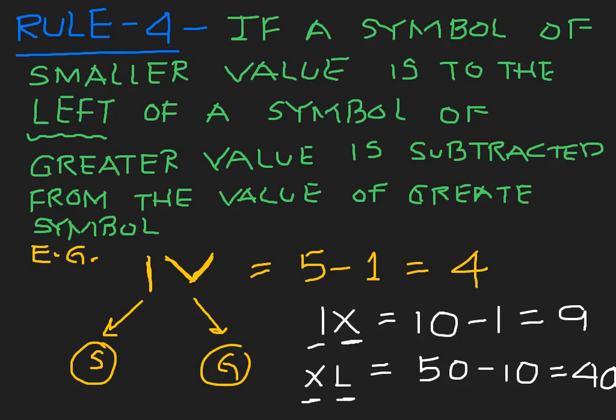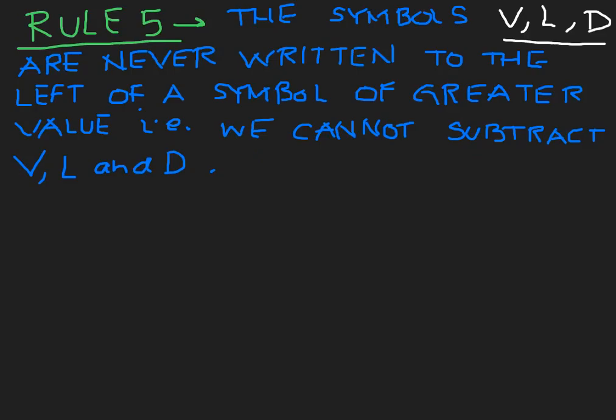It says if a symbol of greater value is there and there is a smaller value symbol on the left, we have to subtract them. Okay, so let's move on to rule number 5. Students, in rule number 5 we have the symbols V, L and D, 5, 50 and 500, which are never written to the left of a symbol of greater value. Please write down this word. That is, we cannot subtract V, L and D.